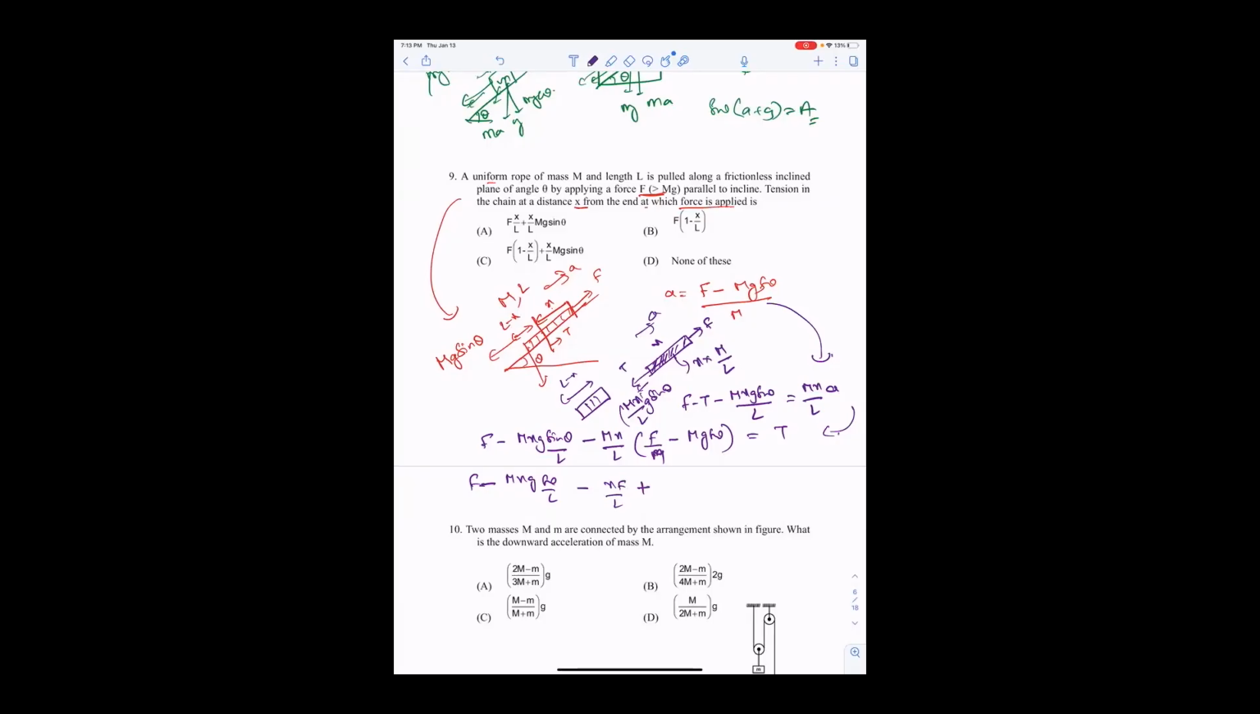How come I'm getting... Oh, this m won't be there. So there's a bracket here. If I take that bracket off, this m won't be there. So plus mx by L into g sine theta is equal to T. Clear? So these two cancel. So F into 1 minus x by L.